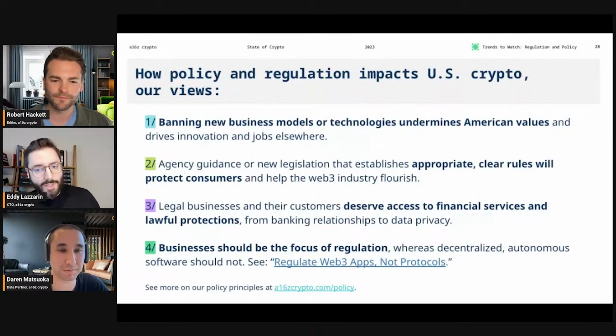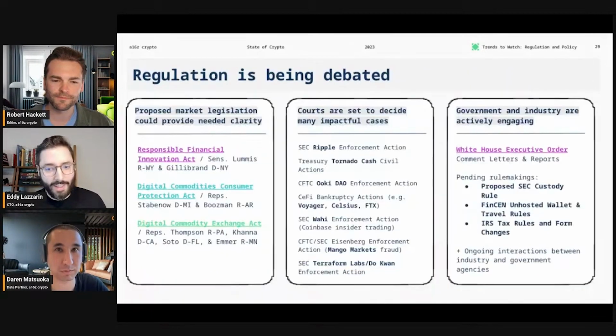But protocols and decentralized systems that don't actually have a single source or single party controlling them probably aren't, right? And just understanding that requires understanding the technology to some degree, and I'm hopeful that that'll unfold. There's all kinds of fascinating ways that regulation is being debated today, and we highlight here some key bills to watch and some key cases that are unfolding.